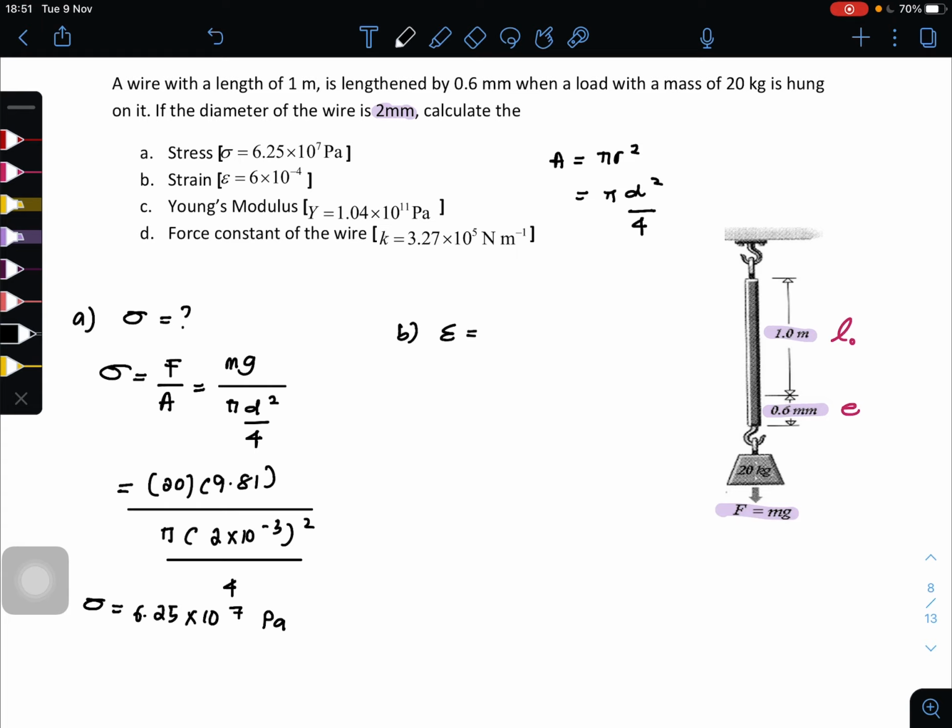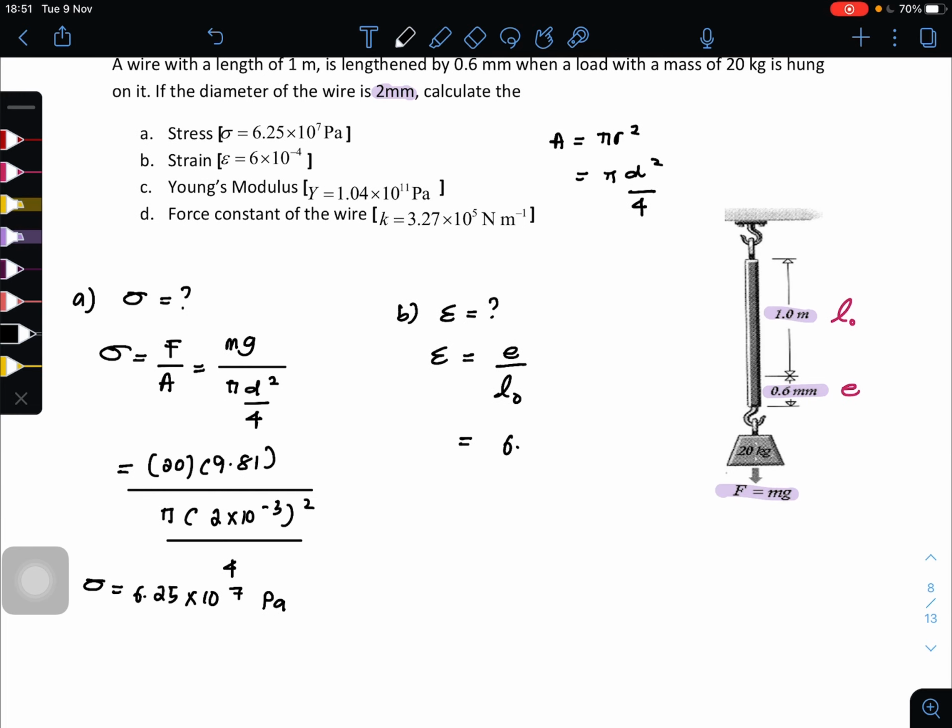So we want to find the strain. Keluarkan formula equal to elongation divided by the original length. So this is the elongation, this is the original length. You just masukkan. Make sure they are all in SI unit, which is meter. So elongation adalah 0.6 mm. And then the original length is 1 meter. So sama dengan 0.6 exponent negative 3. There's no unit since this one adalah meter, this one meter, so we can cancel out.